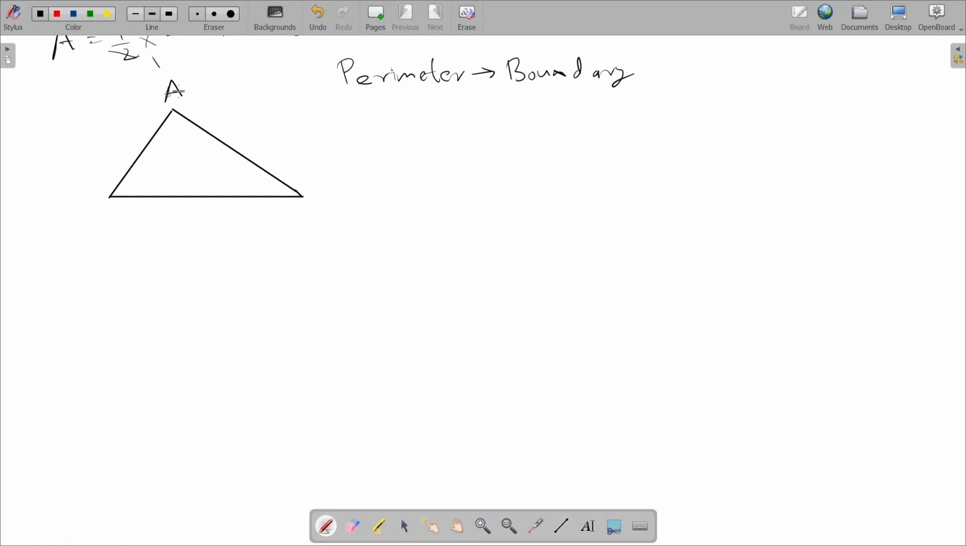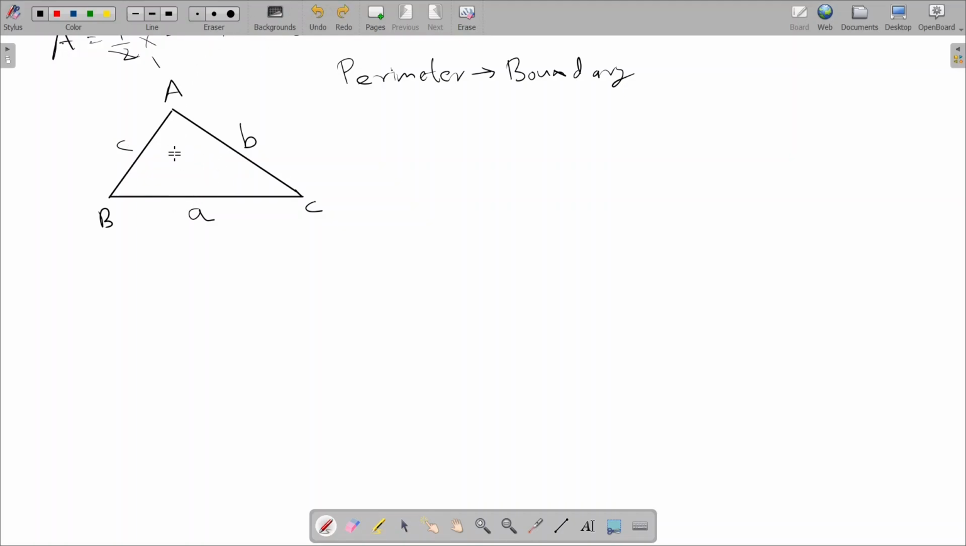Suppose the triangle is named ABC, capital A, capital B, capital C. In a triangle, capital letters are used for naming the angles, and small letters are used to name the sides. The side opposite to angle A is small a, the side opposite to angle B is small b, and the side opposite to angle C is small c. So this is how you have to name it.